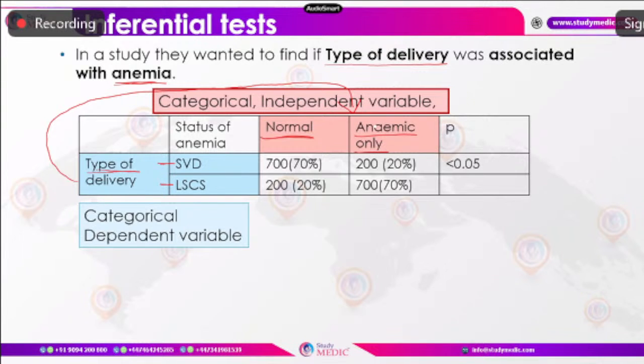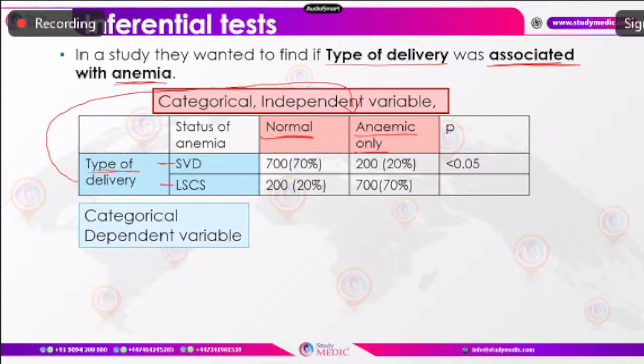Another categorical variable is whether the person is anemic or not, the status of anemia. Now we want to see whether type of delivery is associated with the status of anemia, or if you want to check how the type of delivery is related to the status of anemia, or if you want to see if the type of delivery is independent of the status of anemia. So three conditions. One, you want to check the association or the relationship.